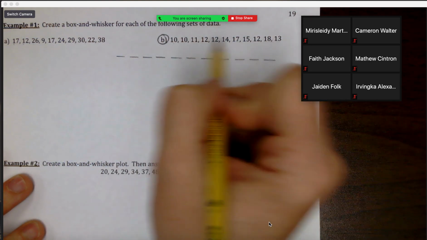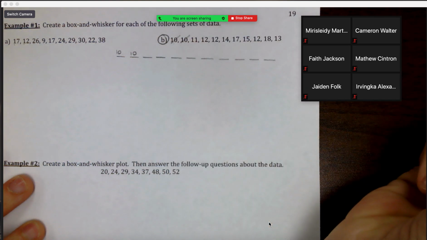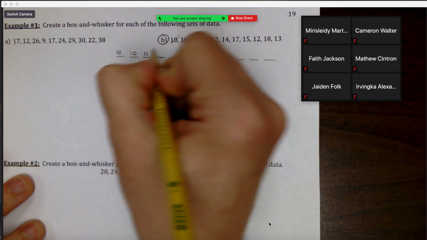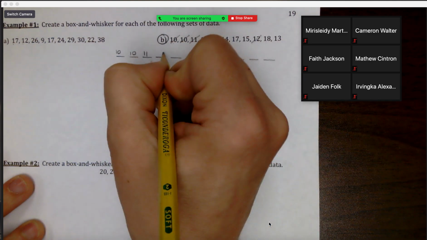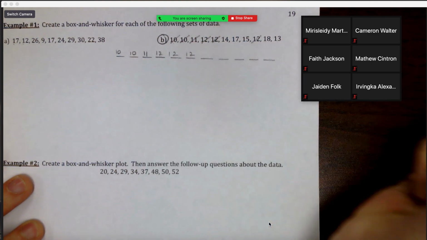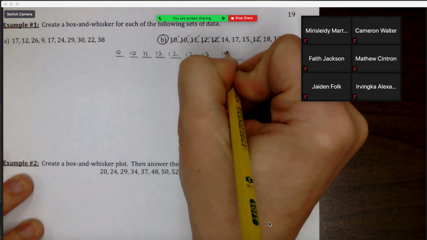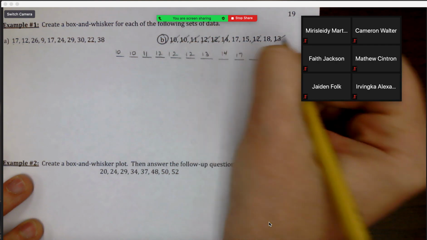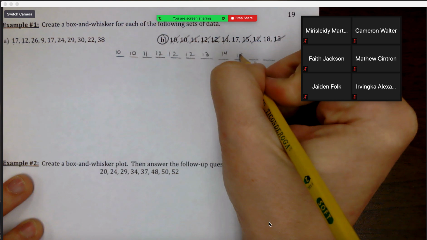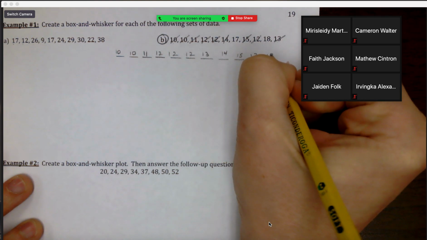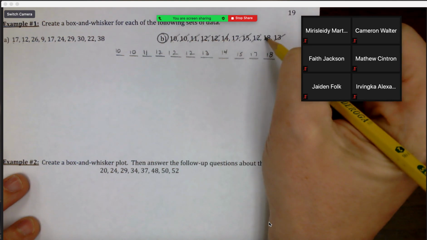So looking across here, 10 is my lowest, so I've got 2 of those. I've got 1 11. I have 3 12s. It looks like I have a 13, a 14, a 15, a 17, 17, and an 18. Okay, so I've gone through, I've put all of them in, I should be good.